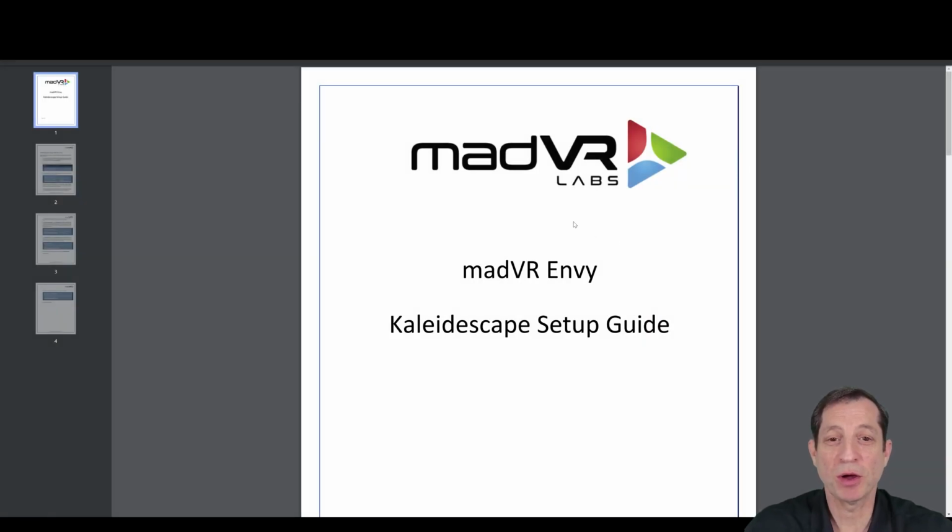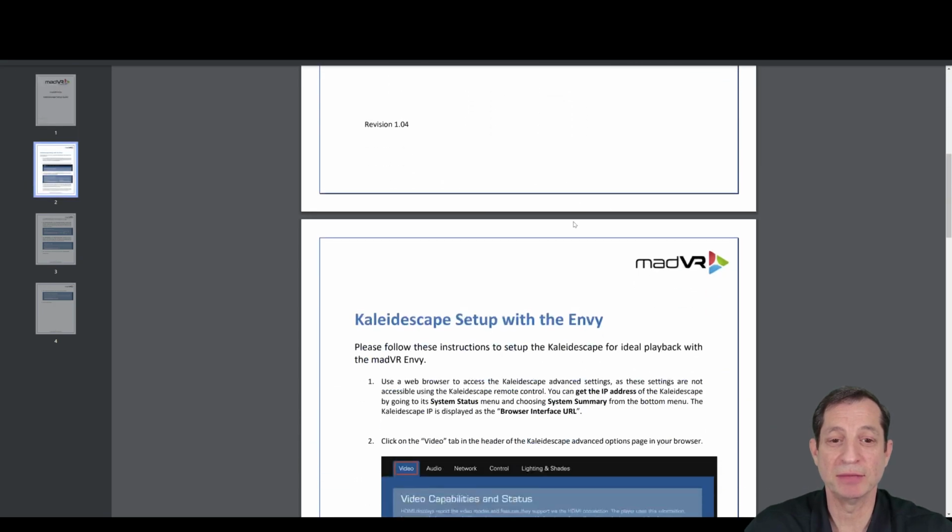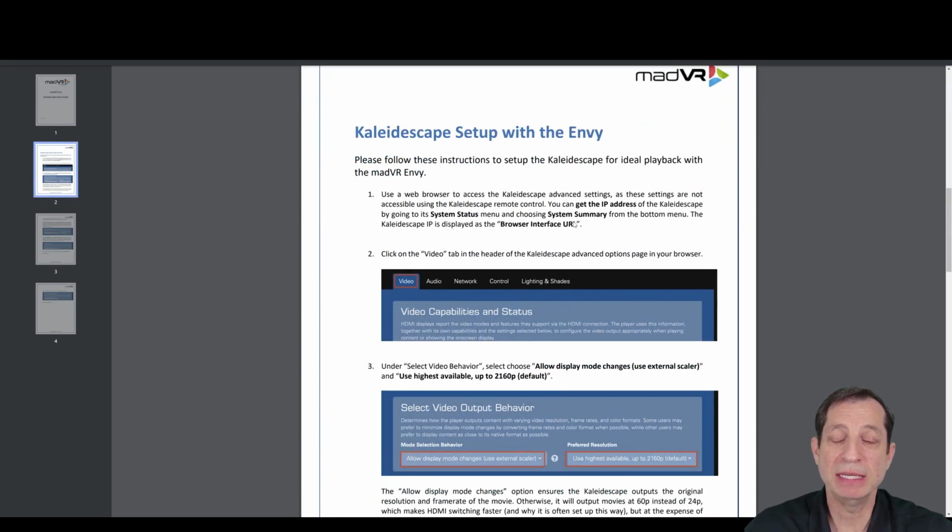Okay, let's quickly walk through the Kaleidoscape setup guide for the Envy. So the settings we need to get to are not actually available in the Kaleidoscape on-screen menus through the player. You have to go to the web browser interface on the Kaleidoscape to make these changes. So to do that, you're going to go to the system status menu on the Kaleidoscape, look under the system summary, and then you'll see a browser interface URL. Type that into your browser.